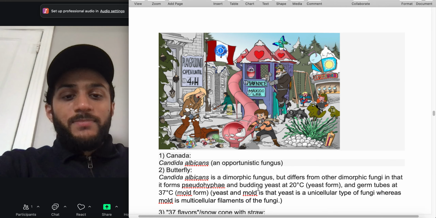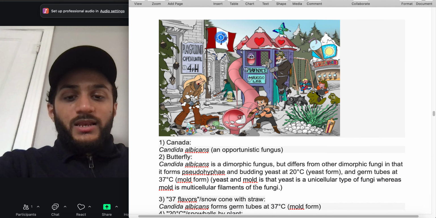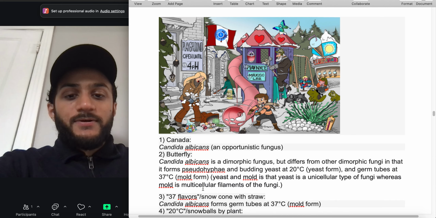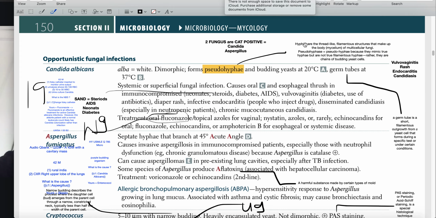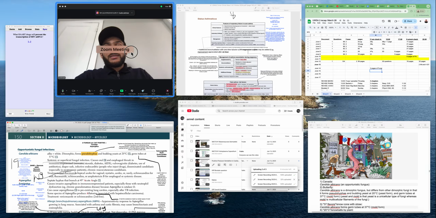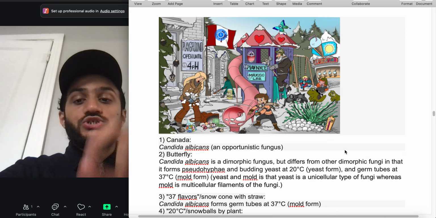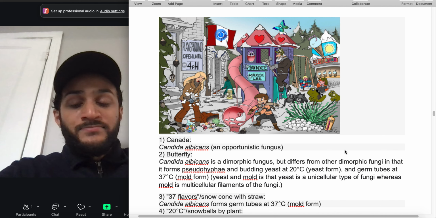Anyways, so then we can see that basically these are the opposite. I want to speak a little bit to you guys about these pseudohyphae. Basically, hyphae are thread-like filamentous structures which make up the body of multicellular fungi. Pseudohyphae mimic the true hyphae, but they are not truly filamentous. Rather, they are like chains of budding yeast. There's going to be a lot of budding. So we call these pseudohyphae, which basically means fake hyphae.